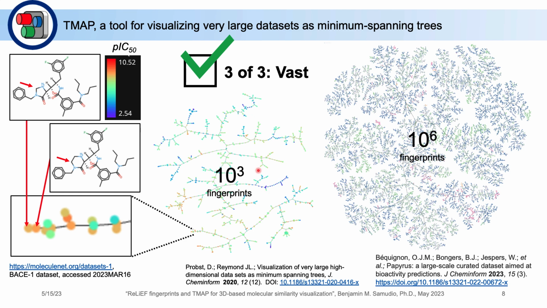I show a TMAP of 1,000 fingerprints being compared here, but I also show next to it a TMAP of 1 million fingerprints to show that this process can be vast. You can make large comparisons between a large amount of data using this process.